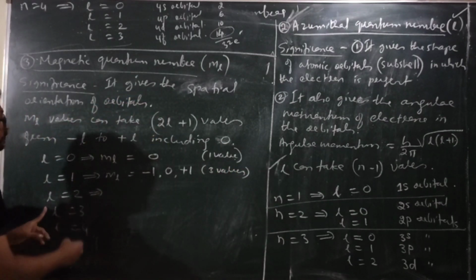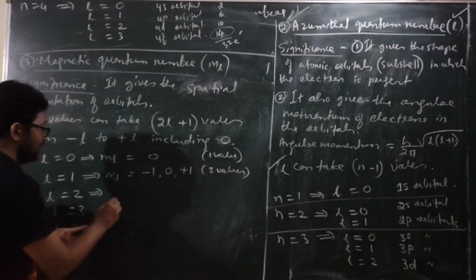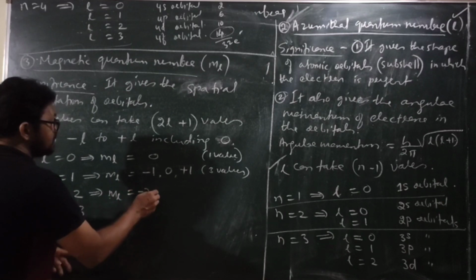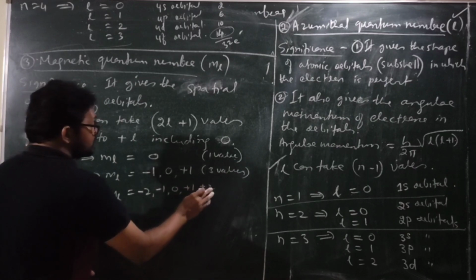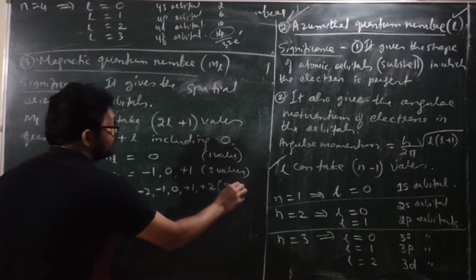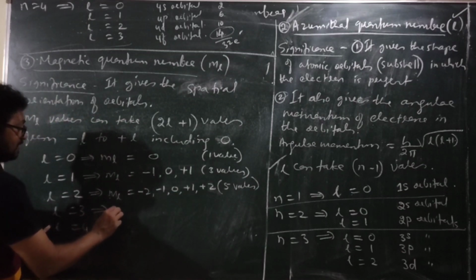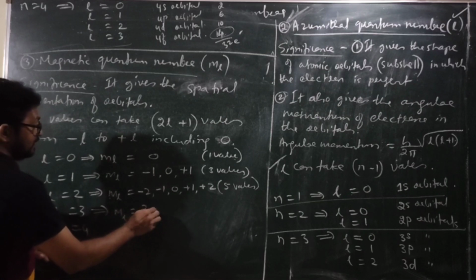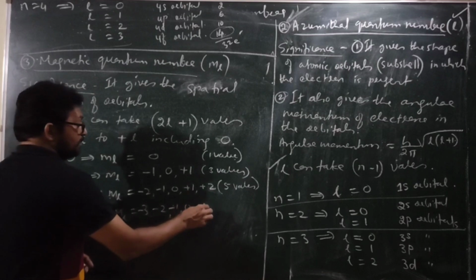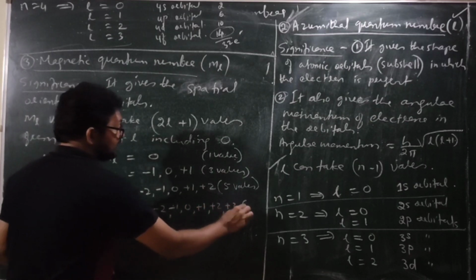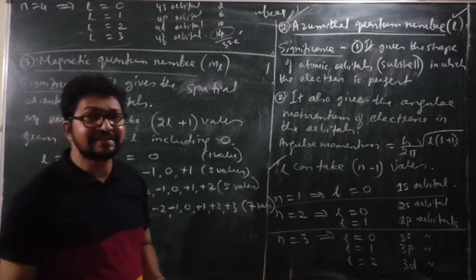l equal to 2: 2 into 2 plus 1, 4 plus 1, 5 values, minus l to plus l, minus 2, minus 1, 0, plus 1, plus 2. l equal to 3 implies ml can take minus 3, minus 2, minus 1, 0, plus 1, plus 2, plus 3. How many? 7 values. Similarly, n equal to 4 you can write.